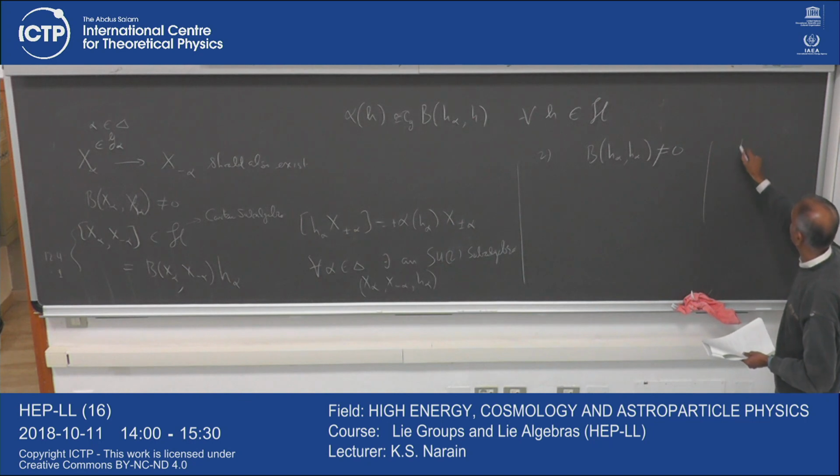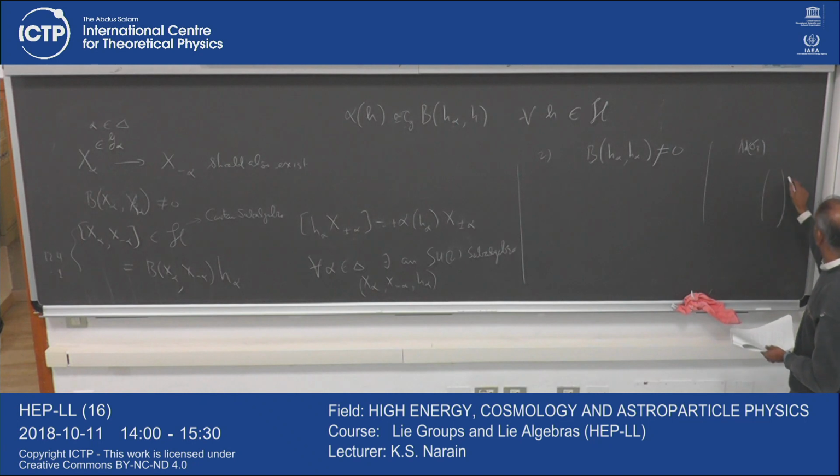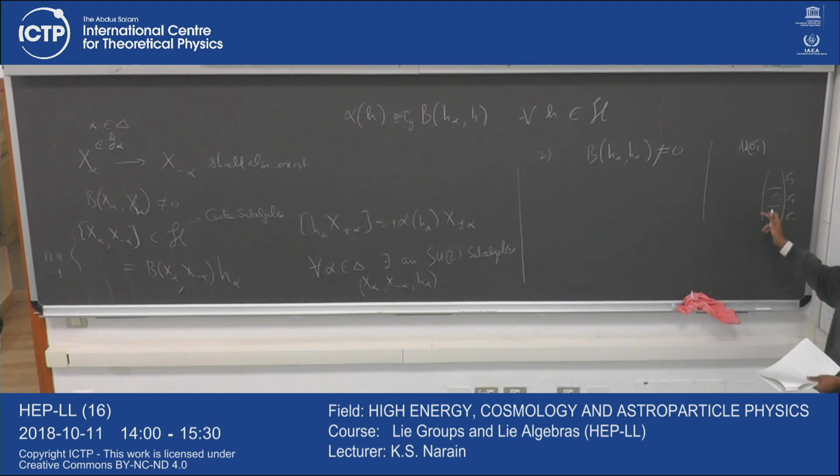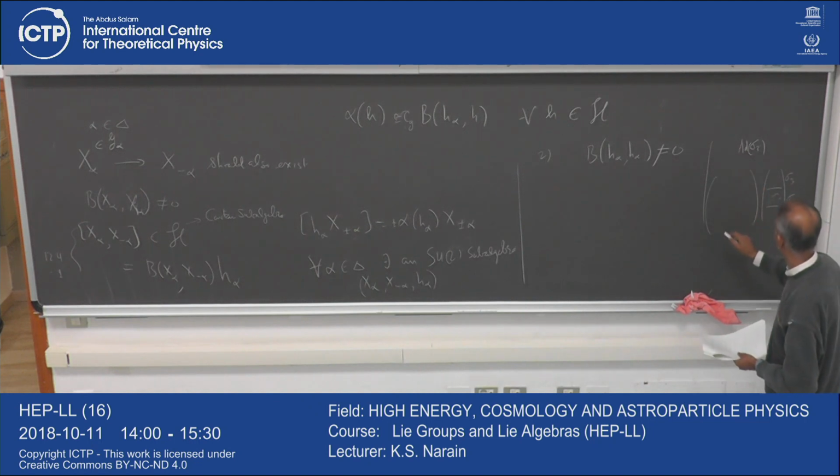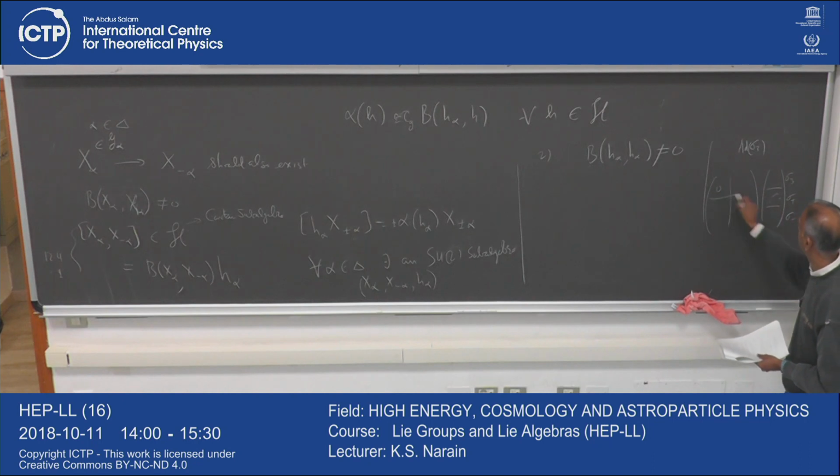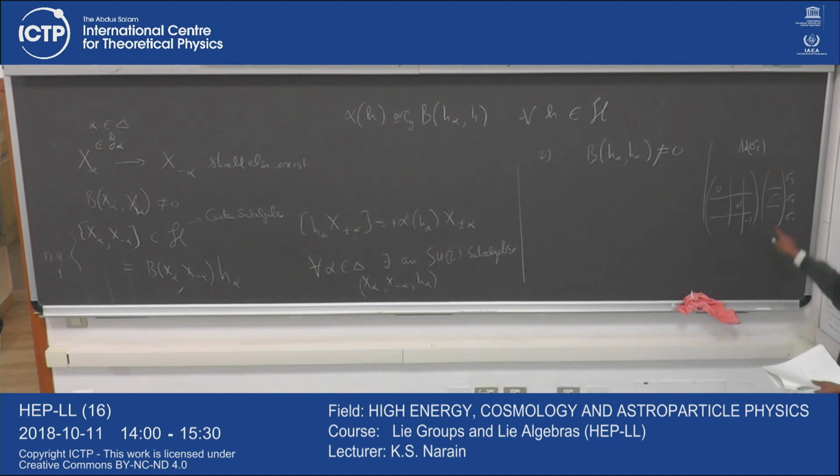Because if you look at ad sigma 3 and choose the basis, say basis sigma 3, sigma plus and sigma minus. Anyway, the SU2 algebra is three-dimensional, so I can just choose this basis. Then how will the ad sigma 3 look? It will be 0 here. Here it will be, say, +1 or +2 or whatever, some non-zero number. And here it will be minus the same, because these are the eigenstates.